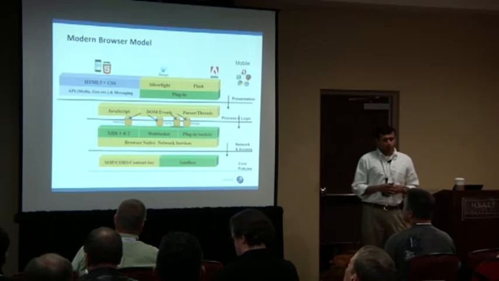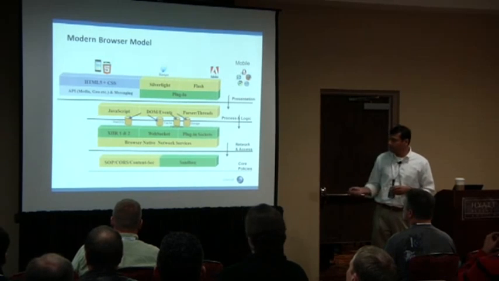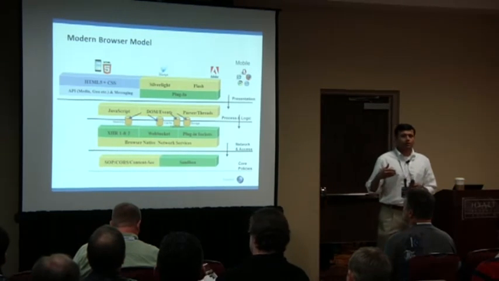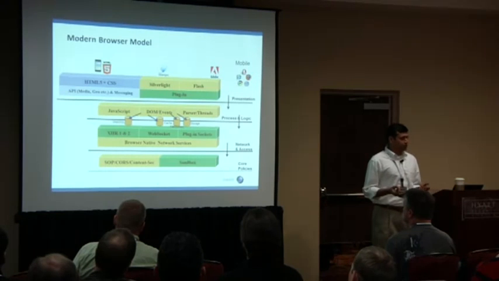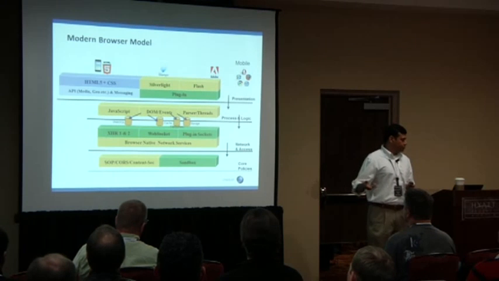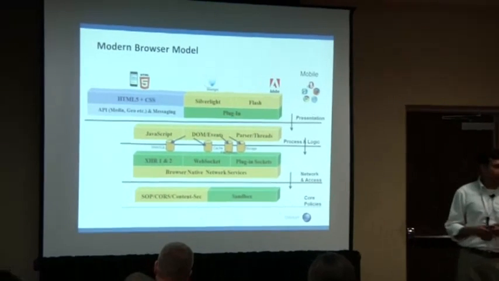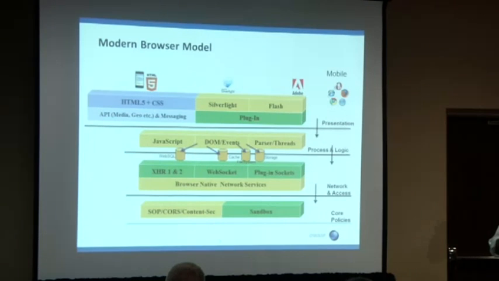If you look at the current modern browser architecture broadly, there is a core policies layer, where quite a few new policies have been added. We have SOP, the same origin policy. On top of it, we have CORS, the cross-origin resource sharing policy. We have another policy called CSP, the content security policy. And something new called sandbox: when you use an iframe, you can use a sandbox attribute to put the iframe into a sandbox.